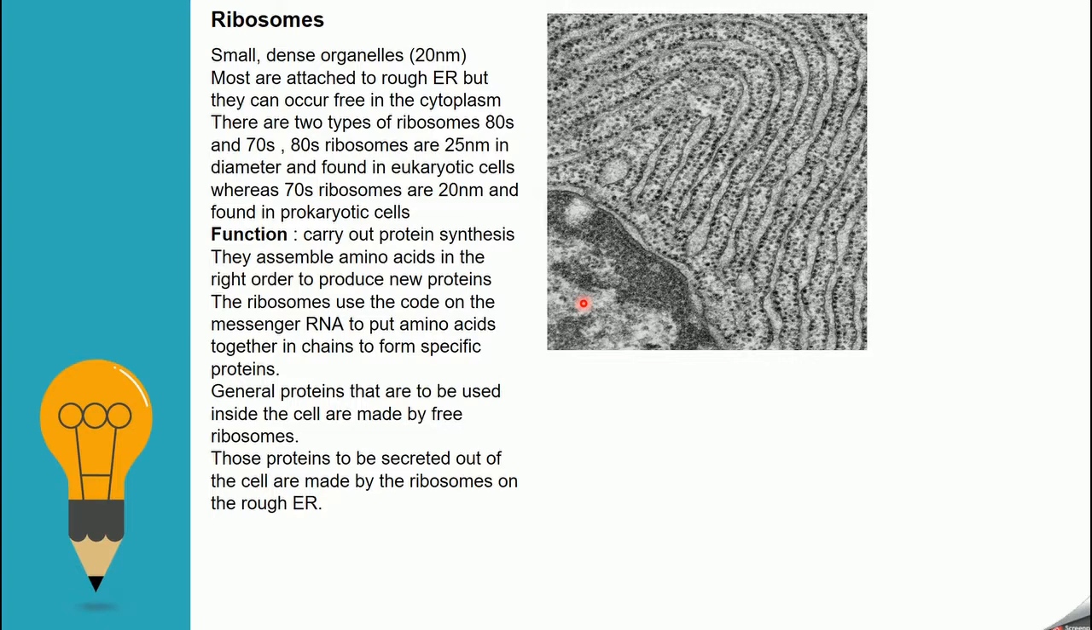And so general proteins that are to be used inside the cell are made by free ribosomes. And those proteins that are to be secreted out of the cell are made by the ribosomes on the rough endoplasmic reticulum.